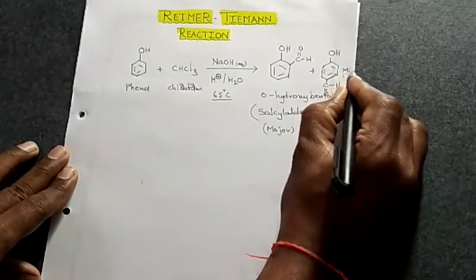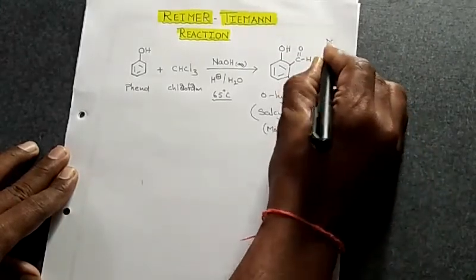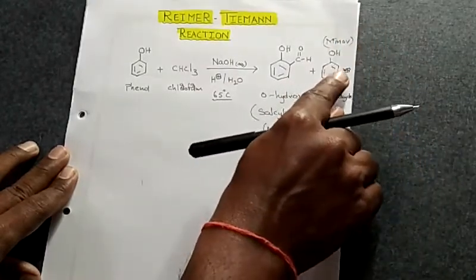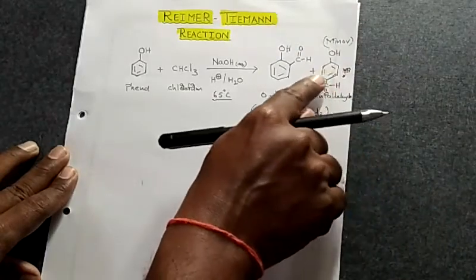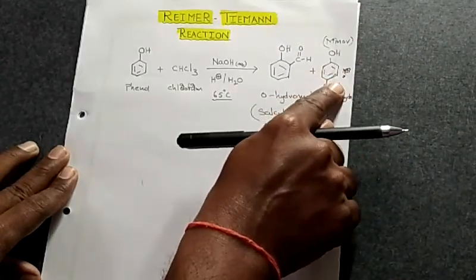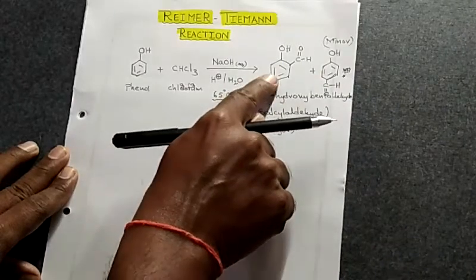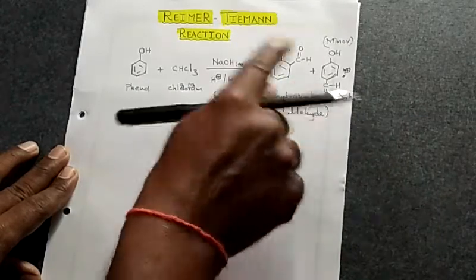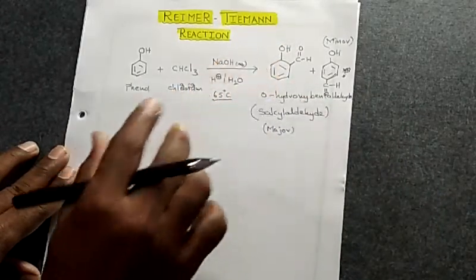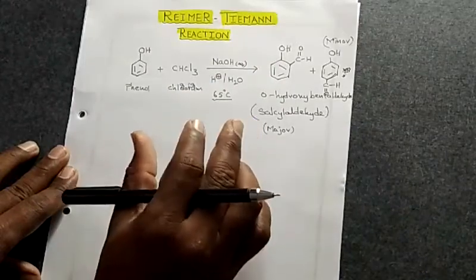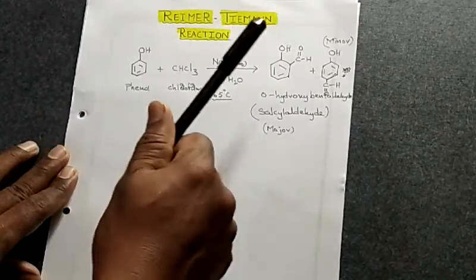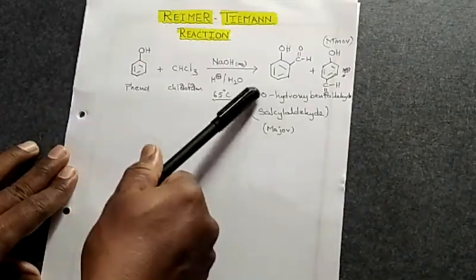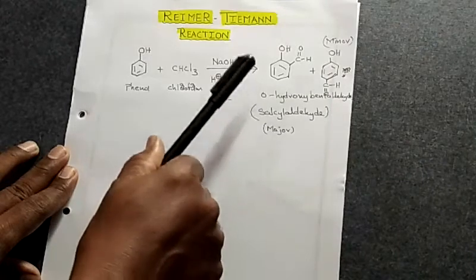Why is this the minor product? There is no intramolecular hydrogen bonding in this parahydroxybenzaldehyde. But in orthohydroxybenzaldehyde, there is the possibility of intramolecular hydrogen bonding, which gives extra stability to this molecule. So, what are the two important points you have to note here? One, this is just the formylation reaction of phenol. Second point is, why orthohydroxybenzaldehyde or salicylaldehyde is the major product?